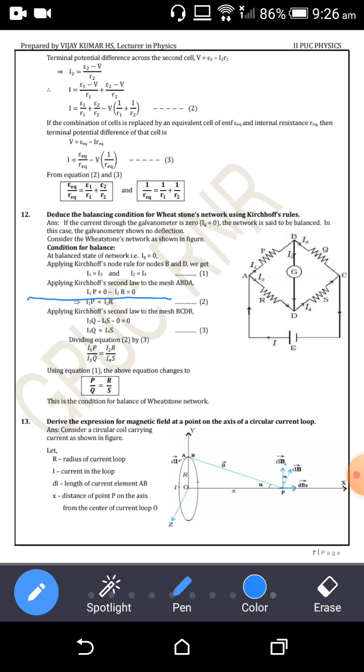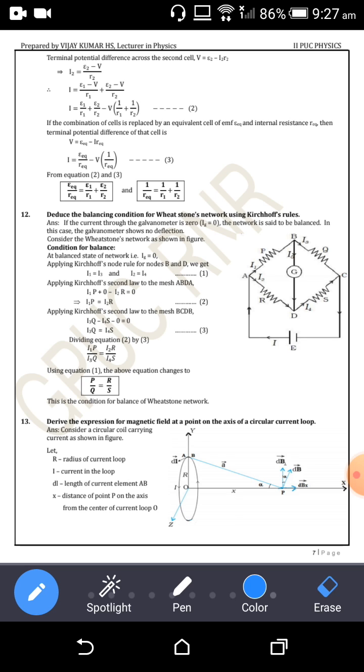Next, from D to A, we are moving opposite to the direction of current, so it comes out as minus I2R equal to 0. Hence that can be written as I1P is equal to I2R, which is taken as equation 2.